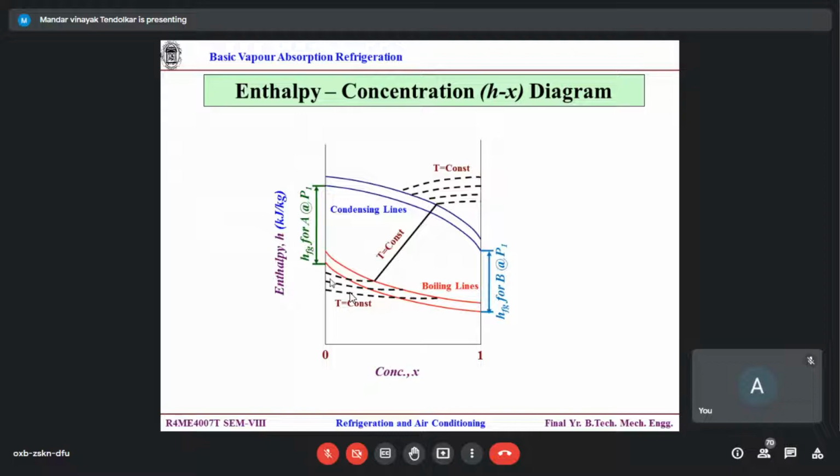H1, H2, H3, H4 done. Correct? You are replacing the compressor only. Everything else is the same. Condenser is same, throttle is same, evaporator is same. So I need the enthalpy values, which I can trace directly from the chart.